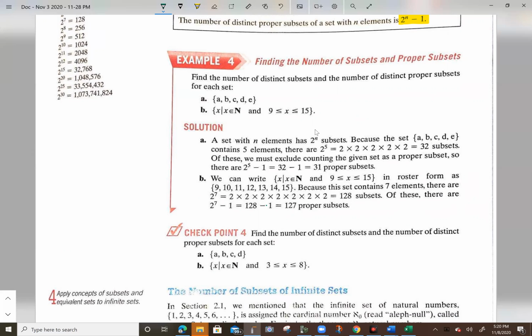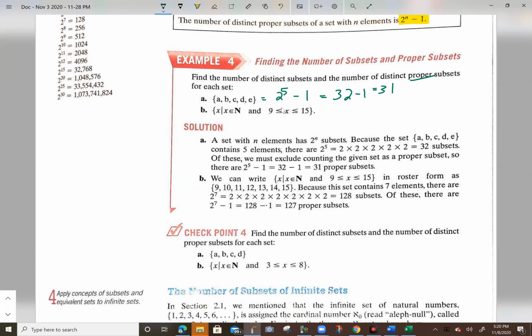All right, so A, you can tell there are 5 elements, so the number of subsets is going to be 2. Oh, it wants proper, sorry. 2 to the power of 5 and then minus 1. So 2 to the power of 5 is 32, minus 1 is 31 proper subsets.